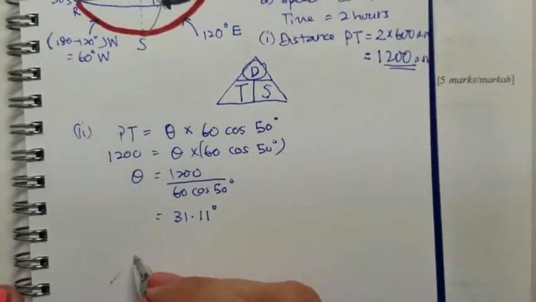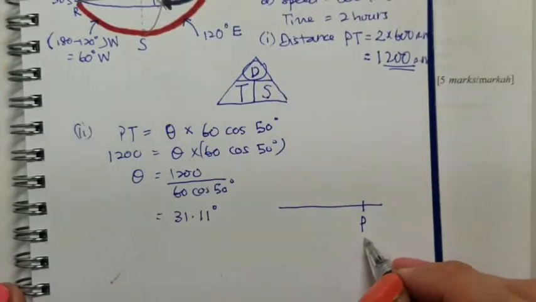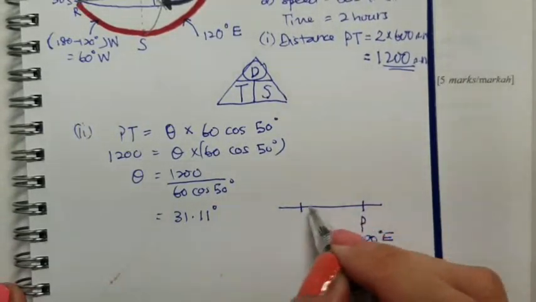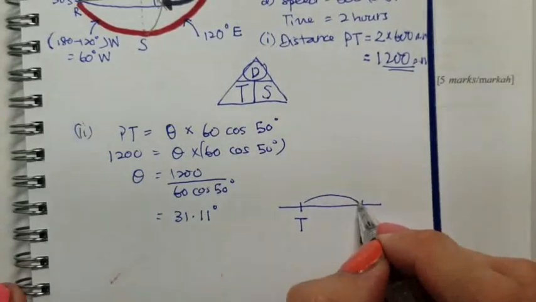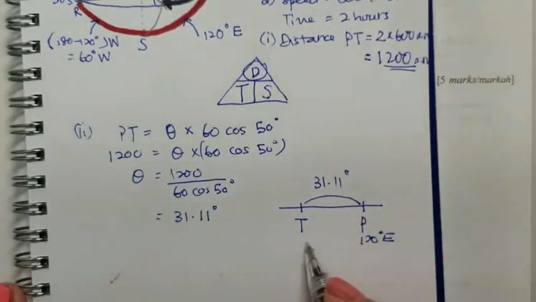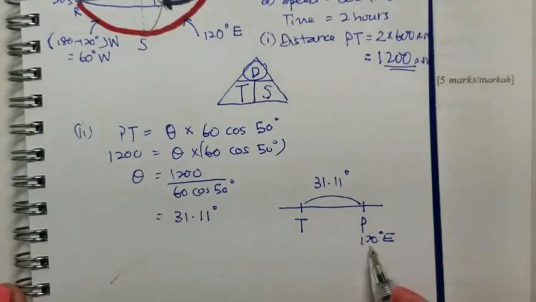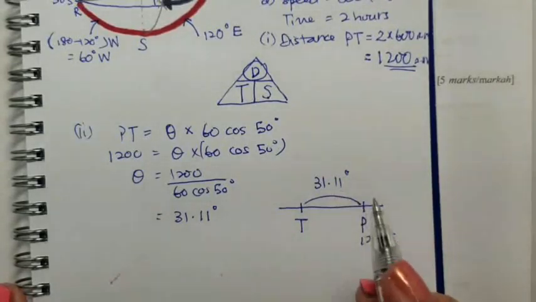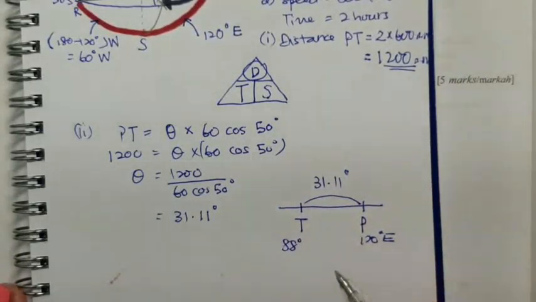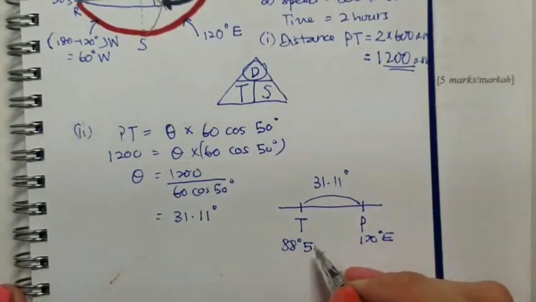So with this, we know that if this is P, which is at 100 degree east, and the T is due west, it's at the west, and the difference between them is 31.11 degree. So what we need to do to find the position of T, it will be 31.11 degree less than 120 degrees. So we have to take 120 minus this, and therefore we got this one, 88. Now you can change it to the minute if you want. Do you know how to change?